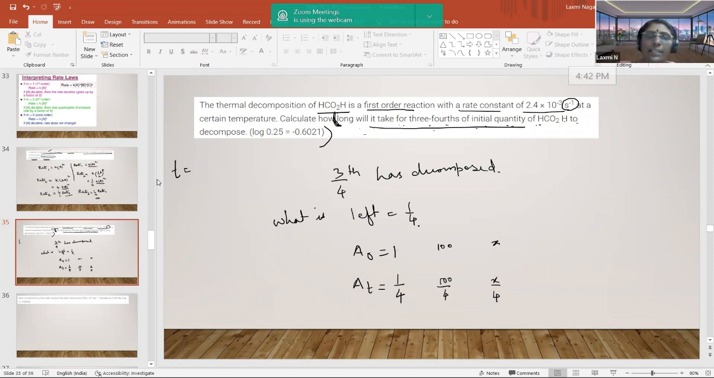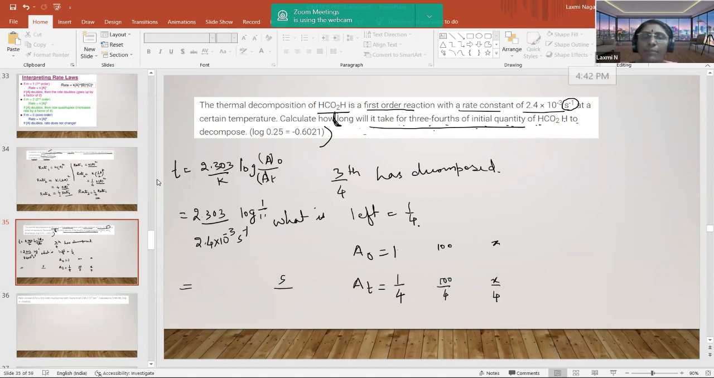So t is equal to 2.303 by k log of the initial concentration by the concentration at time t. So this is going to be 2.303 by 2.4 × 10^-3 per second. If they write the unit, better, because finally their answer will be in seconds. So they won't make mistakes. Log of 1 by 1 by 4, or 100 by 100 by 4, or x by x by 4, anyway it is going to give you the same answer.